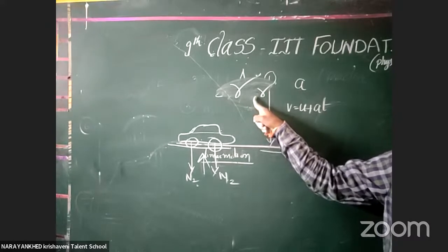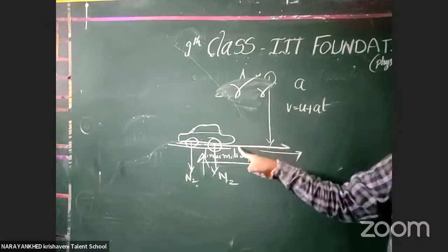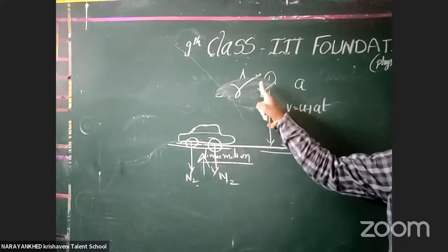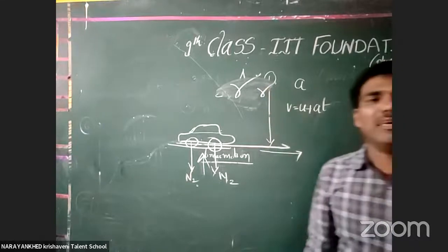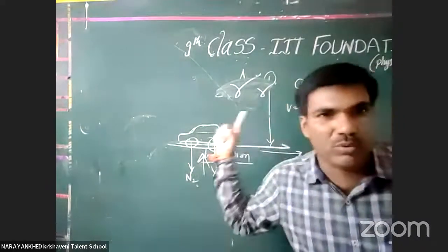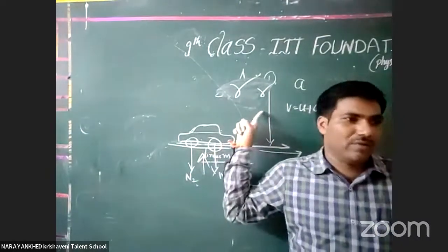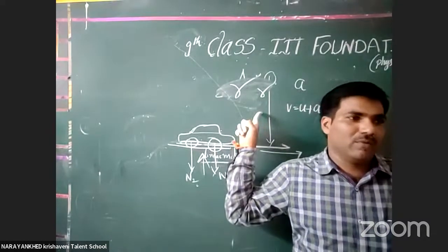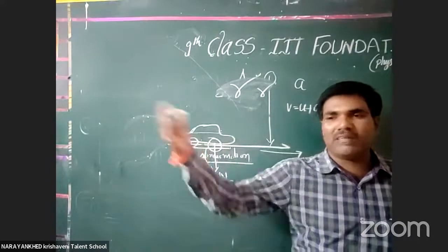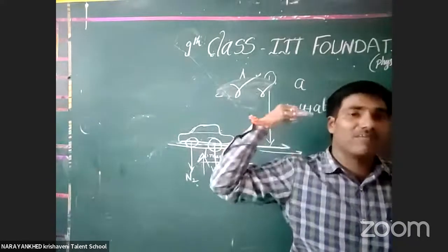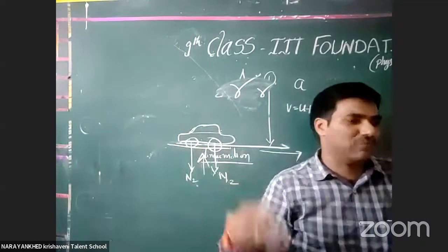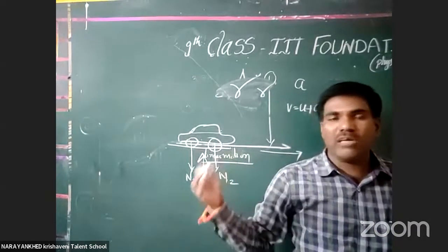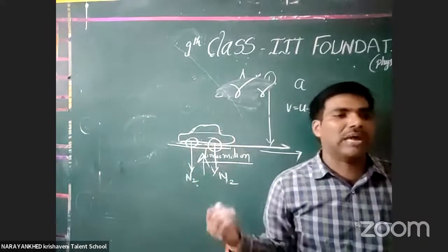It is applicable only for this body, not for this body. Why is it not applicable to this body? Because acceleration due to gravity is working, and gravitational force is working. When two bodies act on each other with a force, that is called gravitational force. When the gravitational force is working, the body moves with acceleration due to gravity.